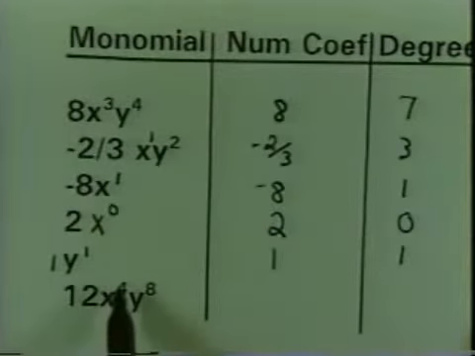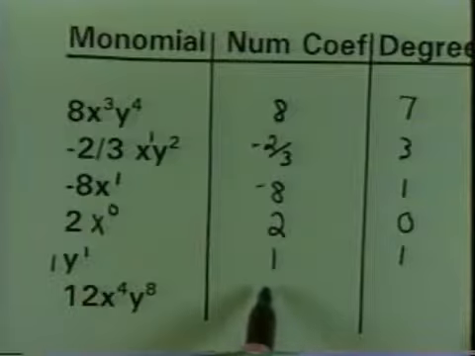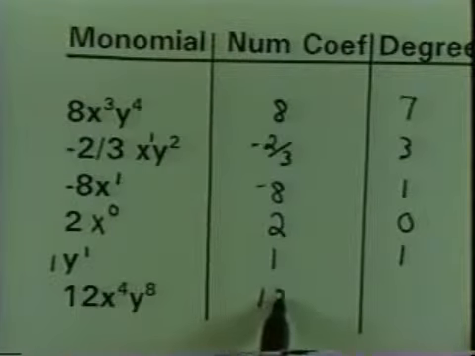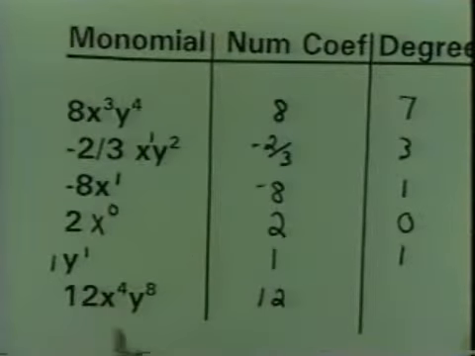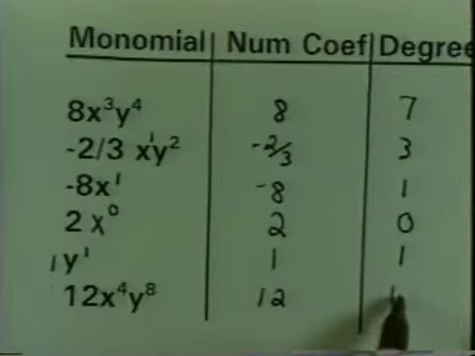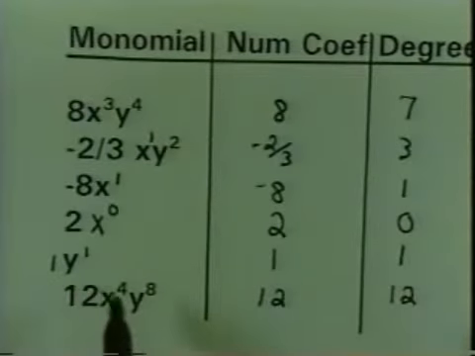In 12 x to the fourth y to the 8, the numerical coefficient is 12. The degree is also 12. To find the degree, I add the exponents. 4 plus 8 is 12.